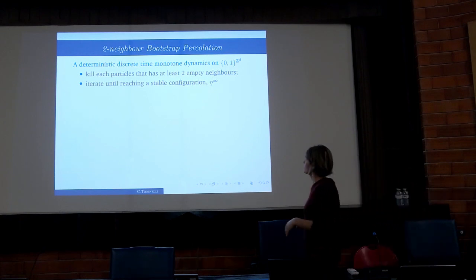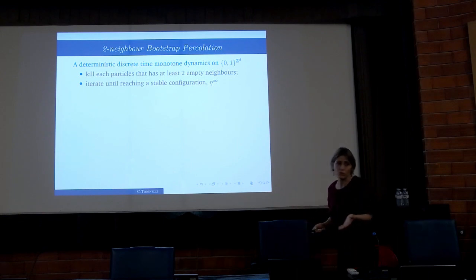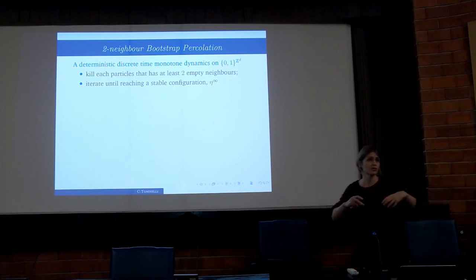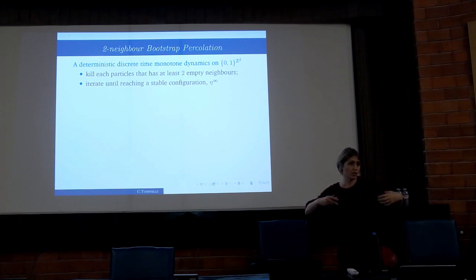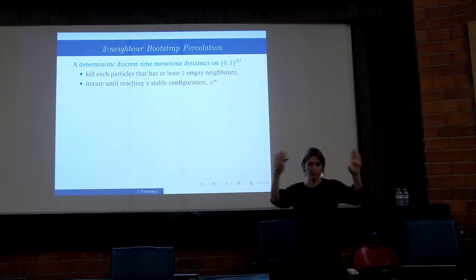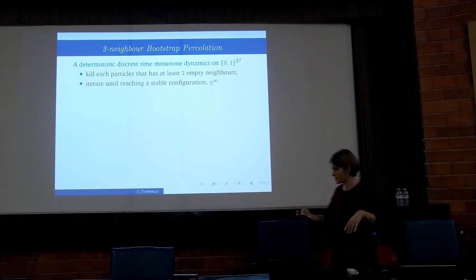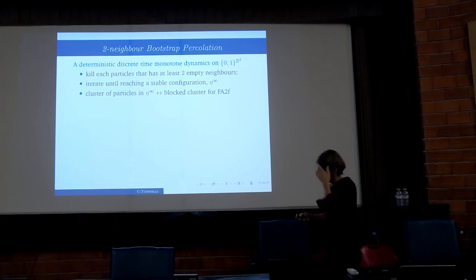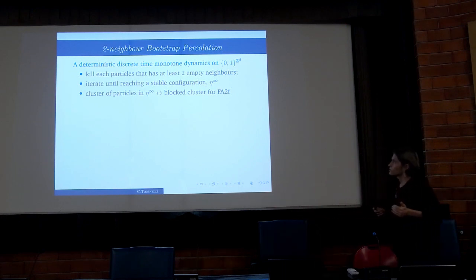And I iterate this dynamics until reaching a stable configuration, which can be either a completely empty configuration or a configuration in which there are particles which are mutually blocked. Suppose, for example, a configuration in which everything is empty, with the exception of 2 rows, one near the other, which are completely filled. All these particles are mutually blocked because they don't have 2 empty nearest neighbors, and so they will stay there forever for this dynamics.